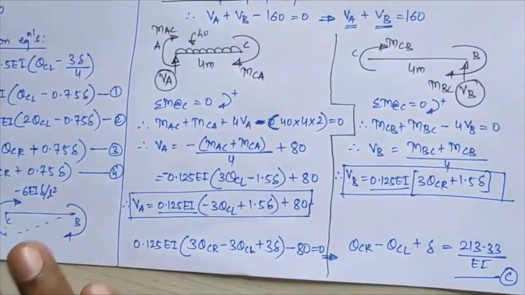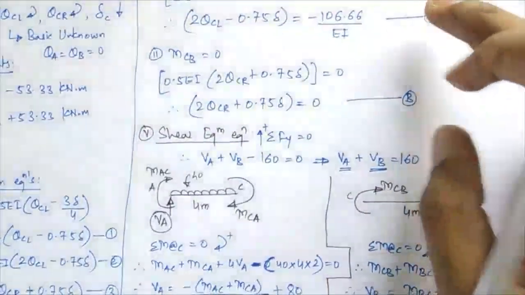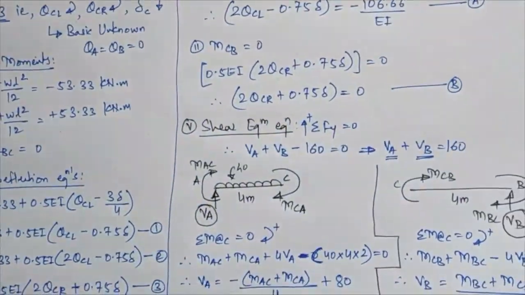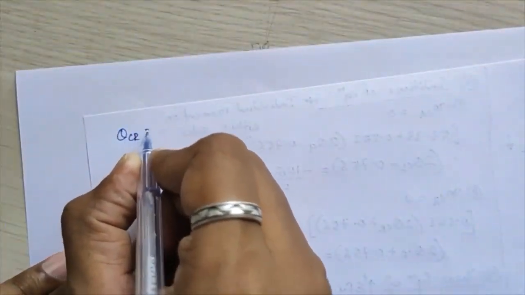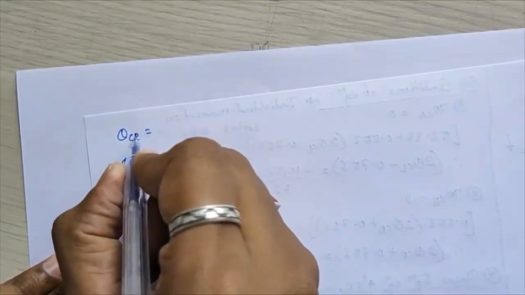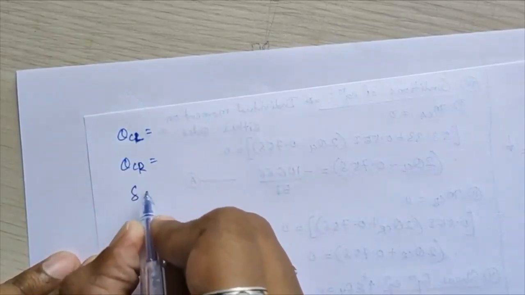So this will be my third, or shear equilibrium, equation, which I am writing as equation number C. Now what we will do is solve these three equations, equations A, B and C, simultaneously for the values of theta CL, theta CR and delta. So here I am writing the values: first value will be theta CL, second will be theta CR and third value will be delta.